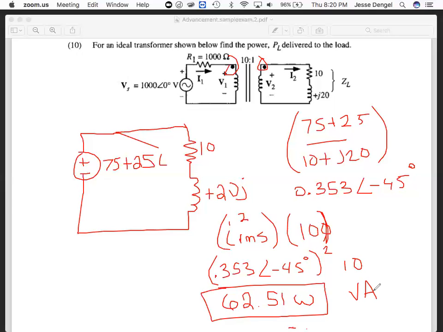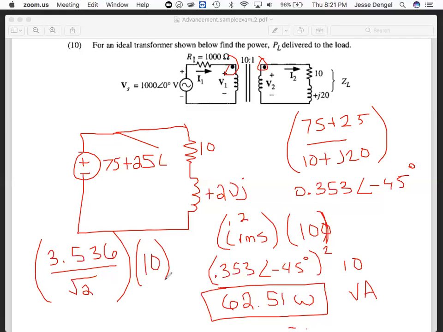Oh, sorry, I skipped a step here. So we have our 3.536 squared, or because it's IRMS, we're taking this 3.536 divided by the square root of 2 times 10. And then that yields us this number right here.